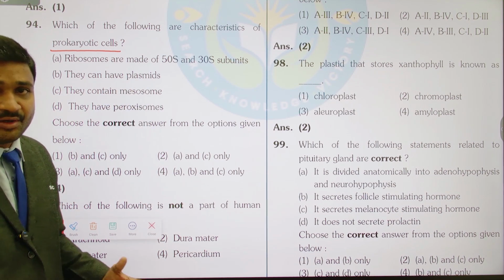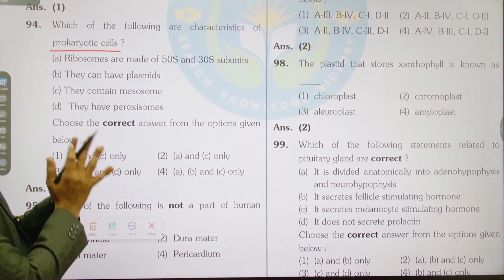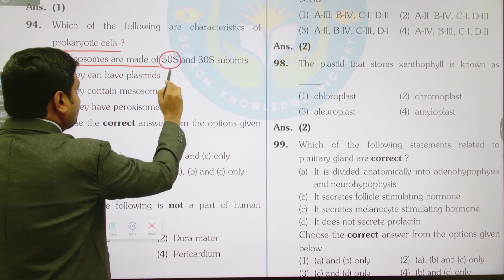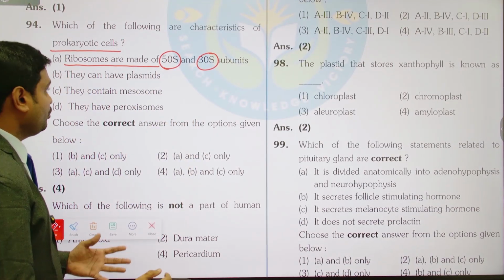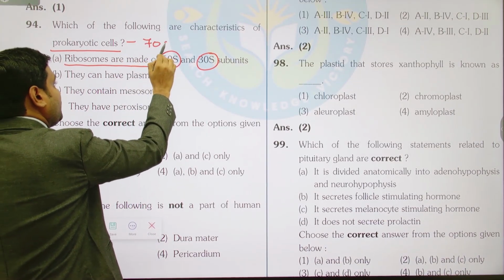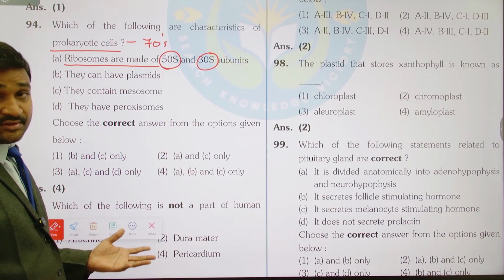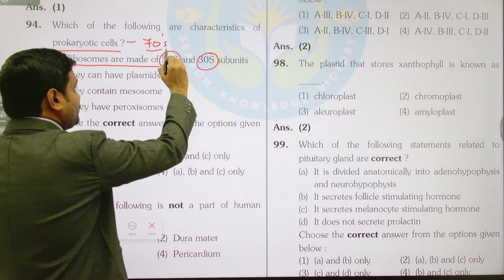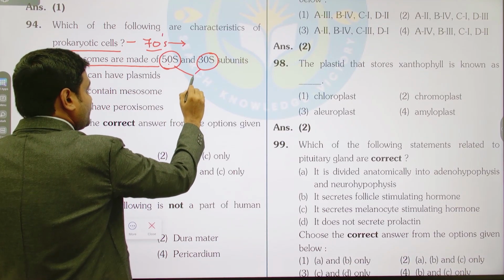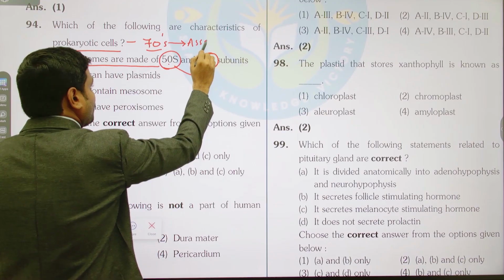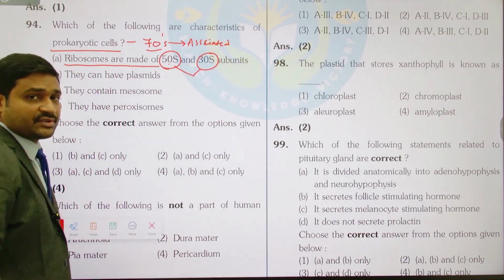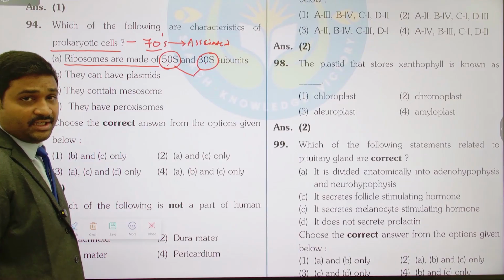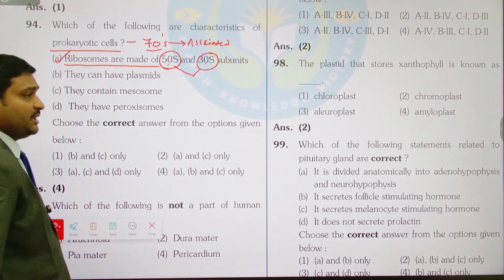Next question, number 94: which of the following are the characteristics of only prokaryotic cells? If you observe the options, ribosomes are made of 50S and 30S subunits. Yes, absolutely. In prokaryotes, 70S ribosomes are present. You may ask, sir, here it is 50 plus 30, which is 80? When the subunits are associated, they show 70S; if they are dissociated individually, they show 50S and 30S. So A is a correct statement.